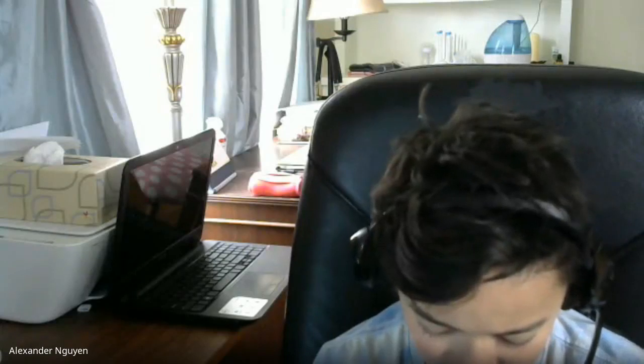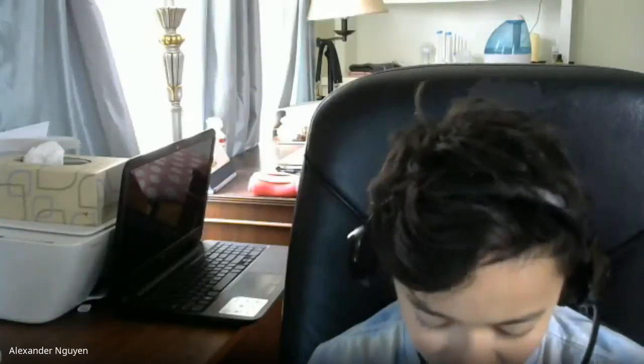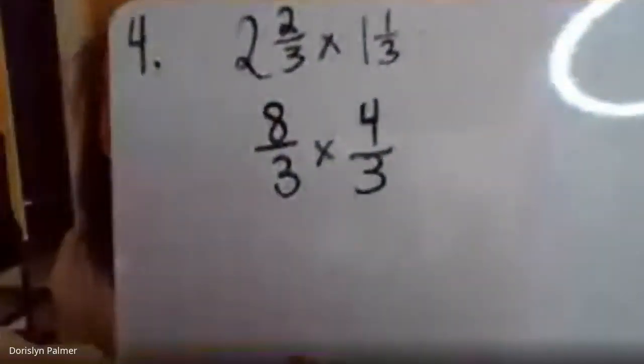All right, Alex, first just look at 2 2/3. You take the bottom number, the 3, and multiply it by the big 2. 3 times 2 is what? 6. Plus the 2 at the top is 8. So that goes on top now, and the bottom stays a 3. So it's 8 thirds times the next one. 3 times 1 is 3, plus 1 is 4, so 4 thirds. Good. Now you multiply straight across.